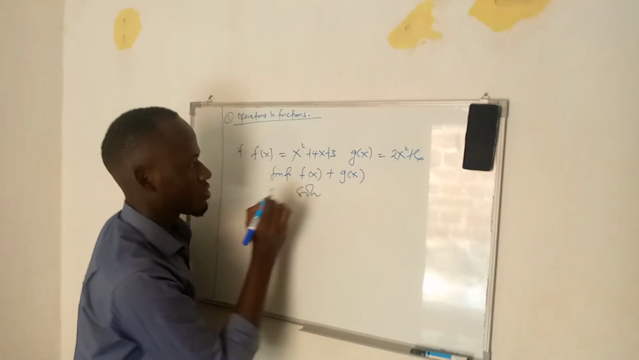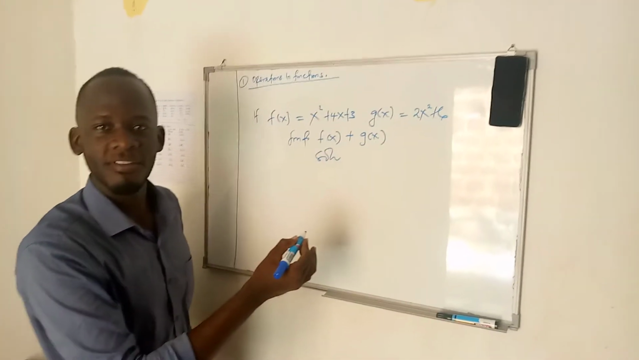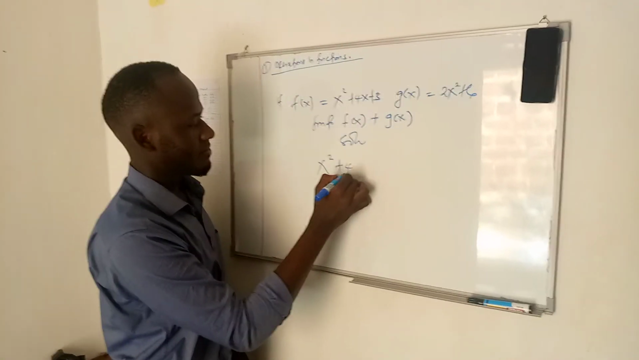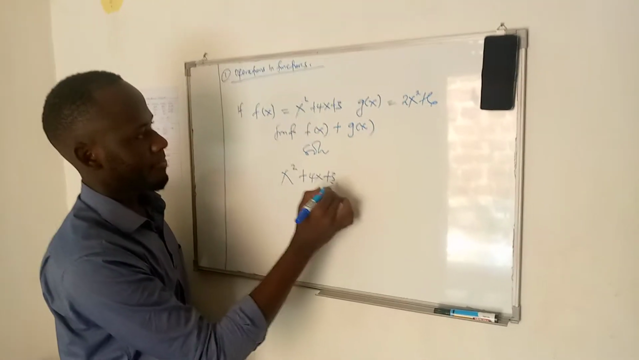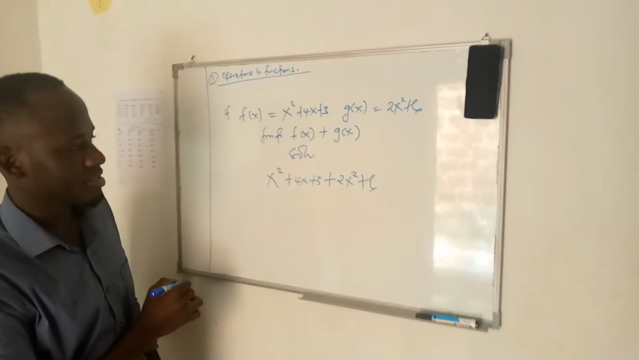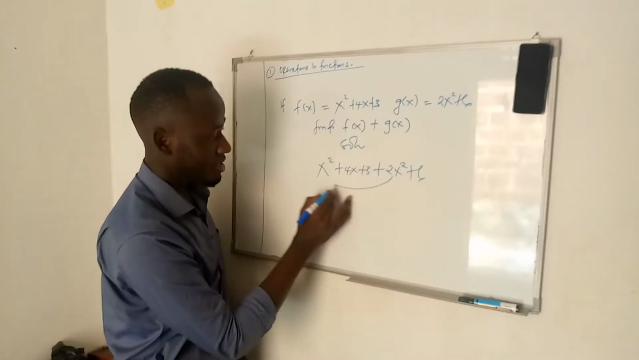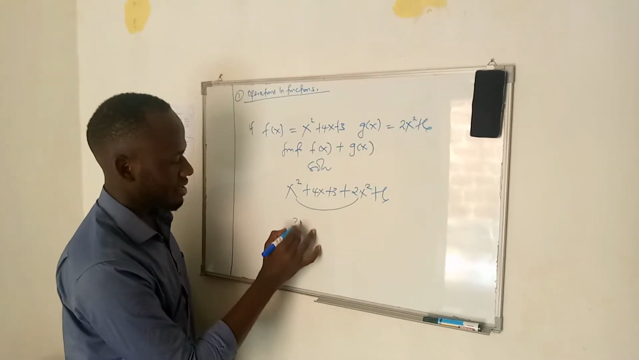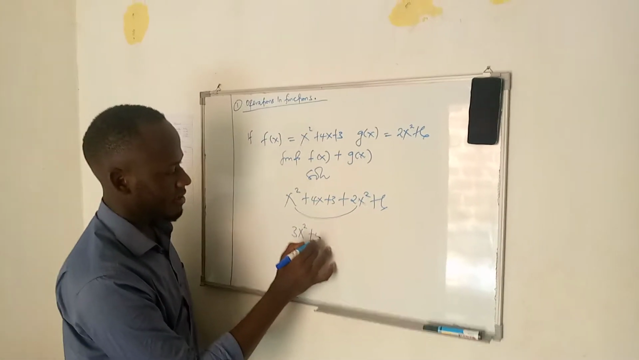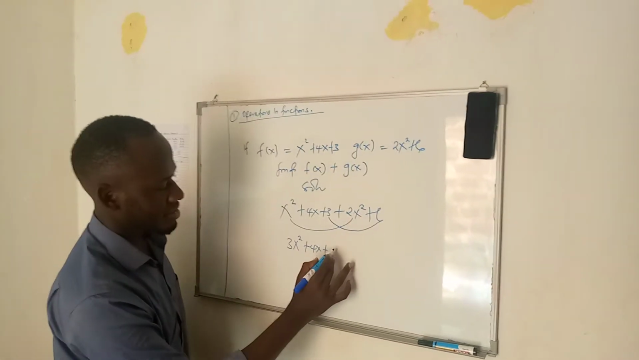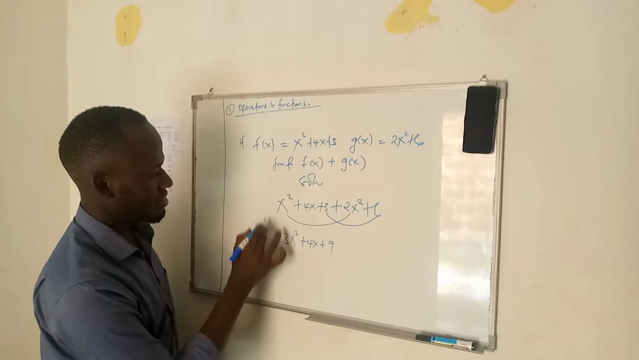Solution. Here it is just a matter of adding f of x and g of x, whereby we shall have x squared plus 4x plus 3, then plus 2x squared plus 6. We shall have to collect like terms first. So we shall have 3x squared plus 4x plus 3 plus 6, which gives 9. So our answer will be that.